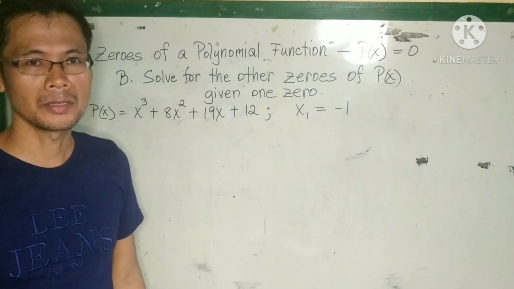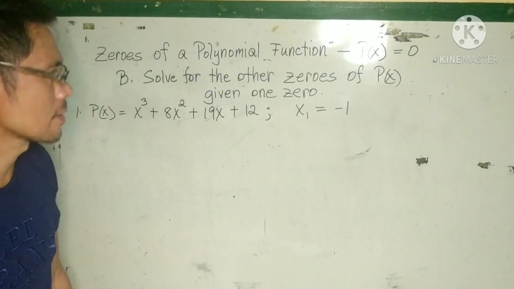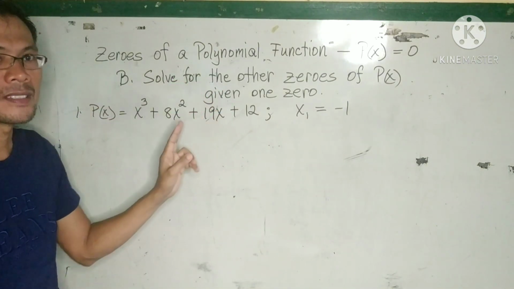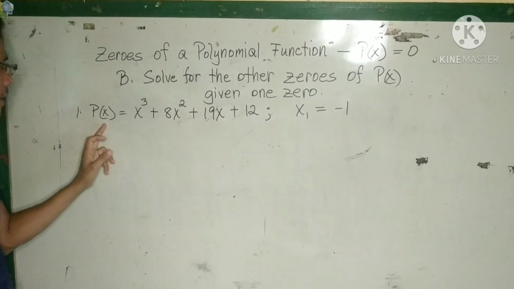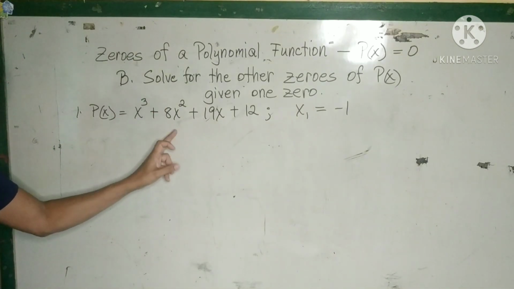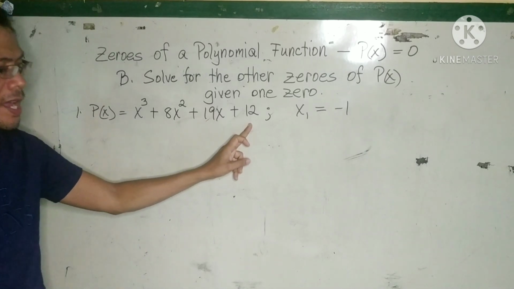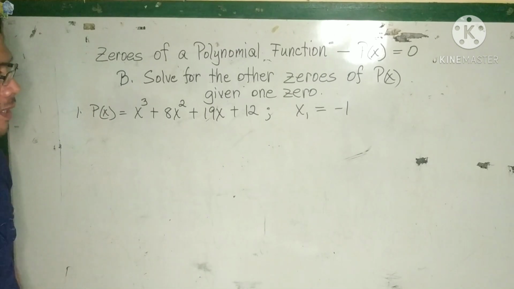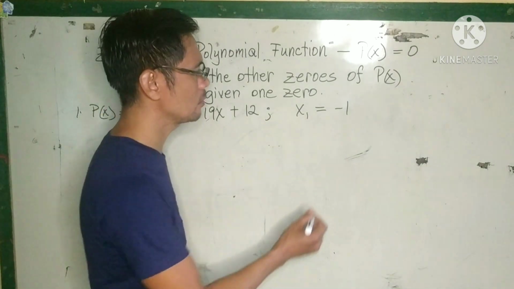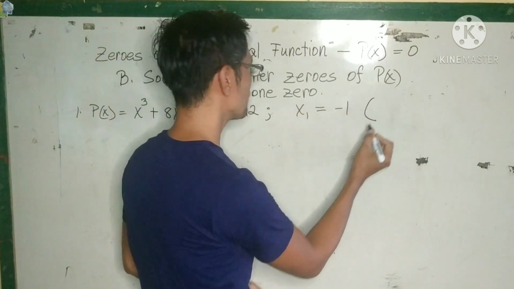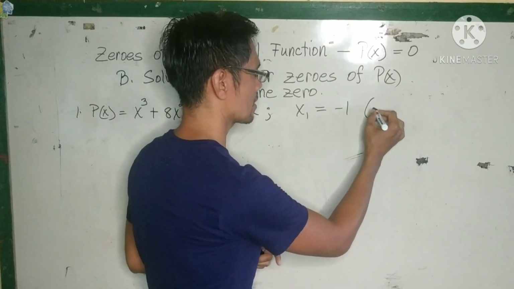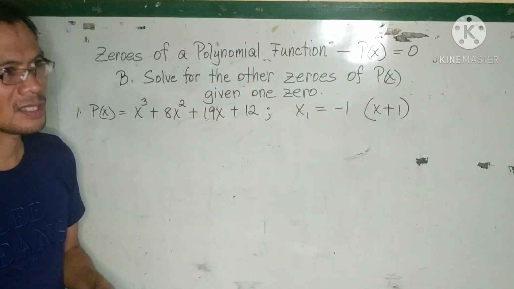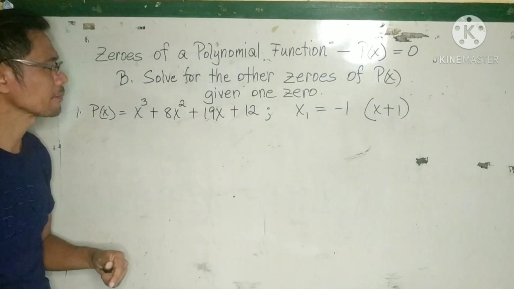Okay guys, let us try to continue. So let us try to consider this. Solve for the other zeros of p of x given one zero. Say p of x is equal to x cubed plus 8x squared plus 19x plus 12 and one zero, or x sub 1, is equal to negative 1. Since x sub 1 is equal to negative 1, that means one factor of this p of x is x plus 1. That's one of its linear factors.